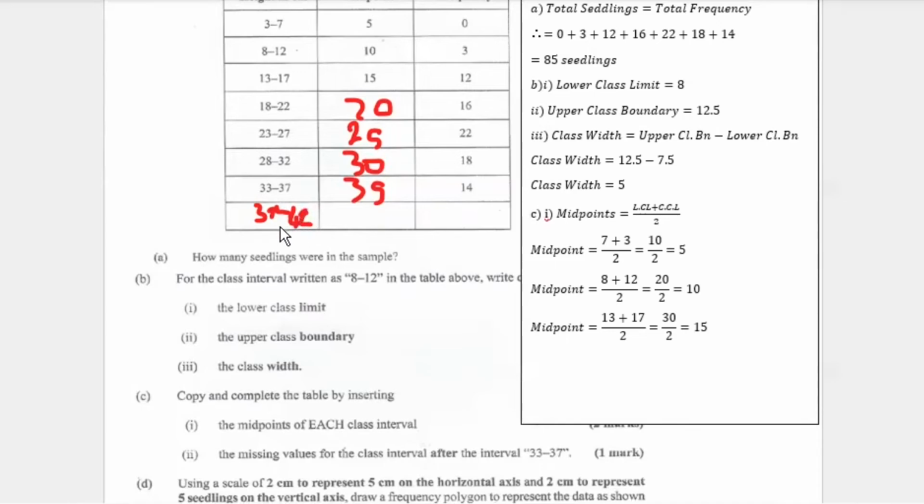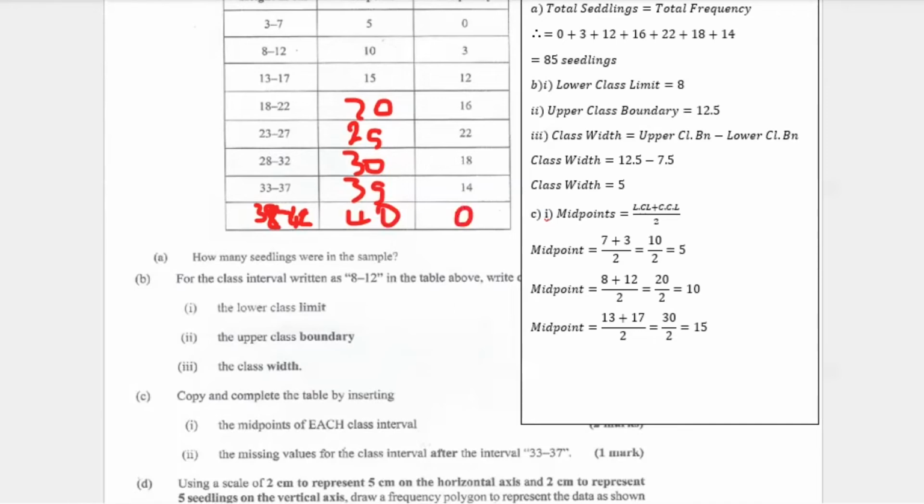This is a 38. The 8 isn't writing properly. So 38 to 42. Therefore, our midpoint for that would have been 38 plus 42, that is 80 divided by 2, that would give us a midpoint of 40. And basically your frequency here would be 0.